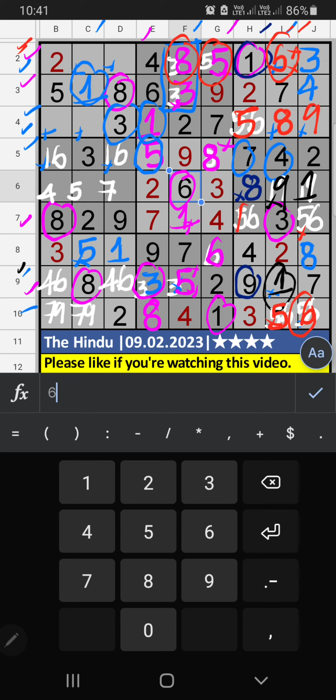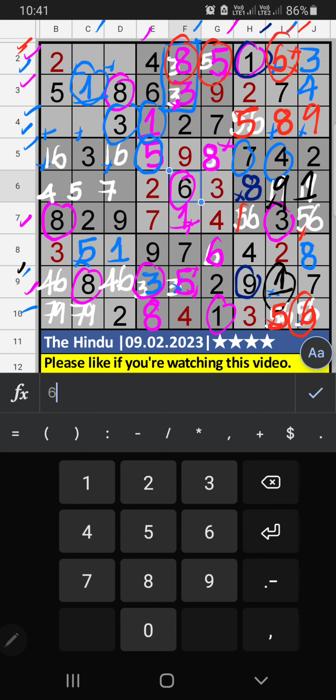Column D, we have 1. So 1 can't come in the cell. 1 is confirmed here. Then 6 is here. Column D, we have 6. So 6 can't come in the cell. 6 is confirmed here. Then 4 is here. Column B, we have 6. So 6 can't come in the cell. 6 is confirmed here. Then 4 is here.